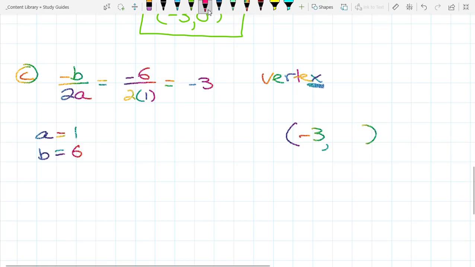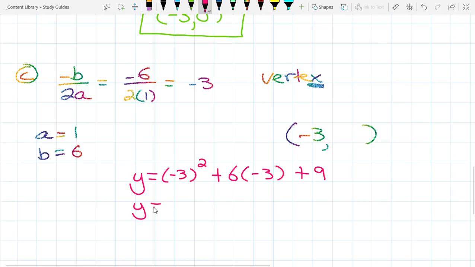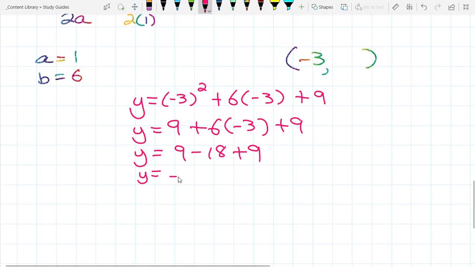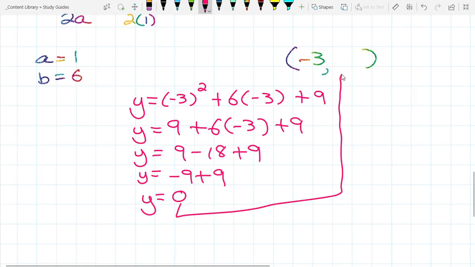So to get a y value, we're going to take our negative 3 and plug it into the equation. So we're going to have y equals negative 3 squared plus 6 times negative 3 plus 9. Do our order of operations. We do exponents first. Negative 3 times negative 3 is positive 9. Now we do multiplication. So this is 9 minus 18 plus 9. Now we do our addition and subtraction. 9 minus 18 is negative 9. Negative 9 plus 9 is 0. And now you have the y value of 0.